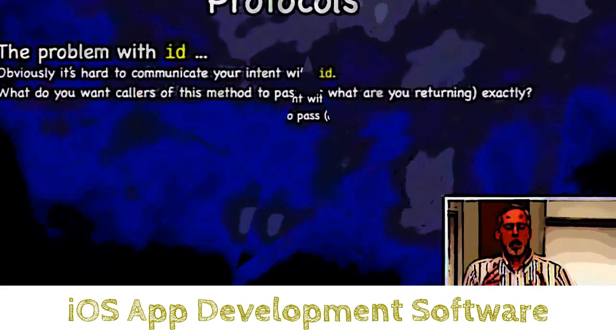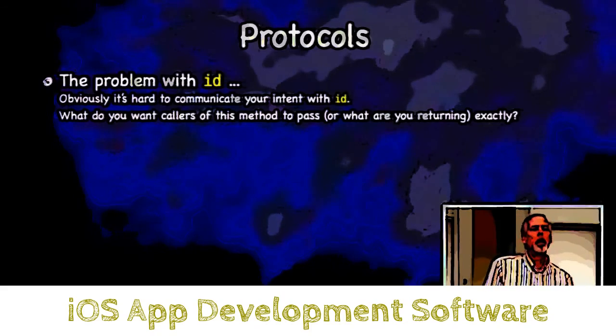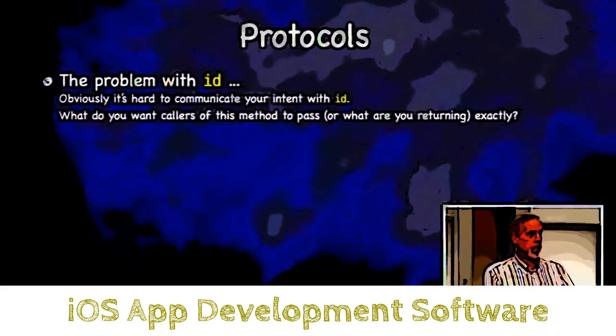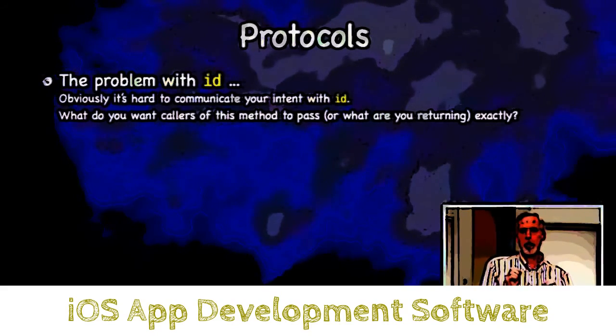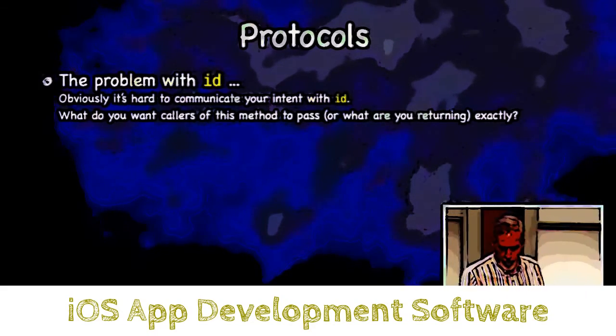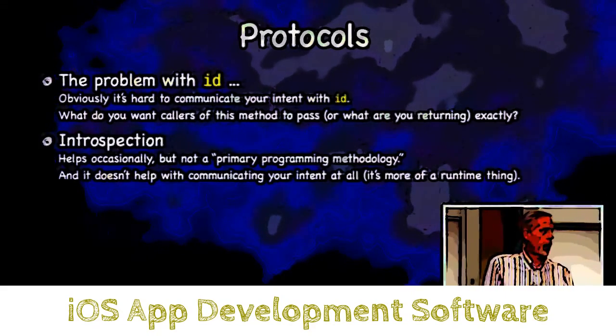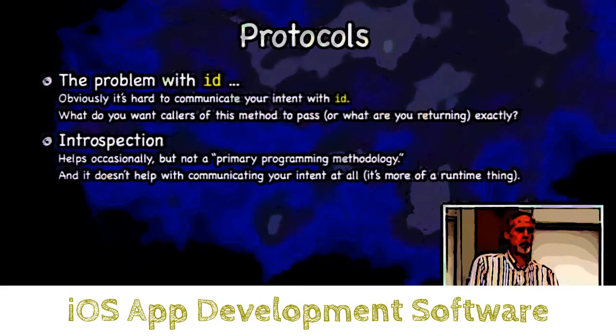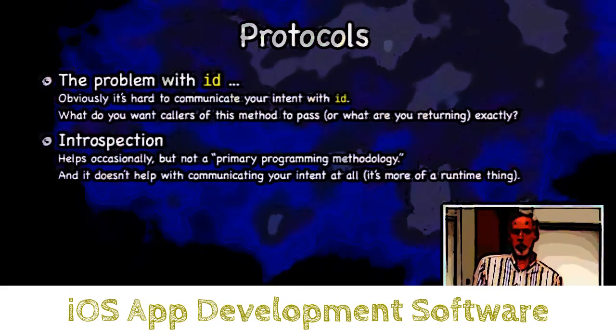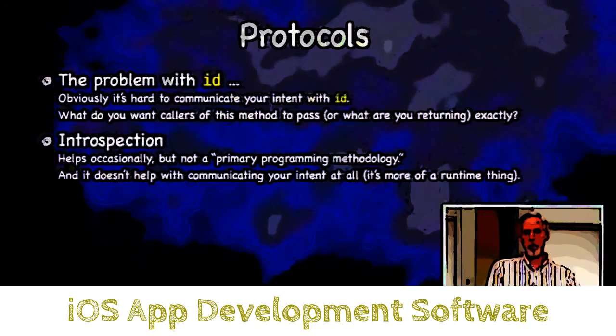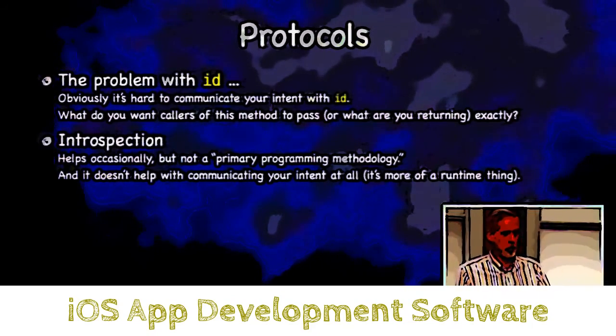So first, protocols. I hinted at this earlier in the quarter. This is a way that we're going to make id a little more useful by making it a little safer. Okay? And we already have introspection to make id safer. We have something that's an id. We know it's a pointer to some object. We don't know what kind of object. We know how to use introspection to ask at runtime, what kind of object are you? What kind of methods do you respond to?